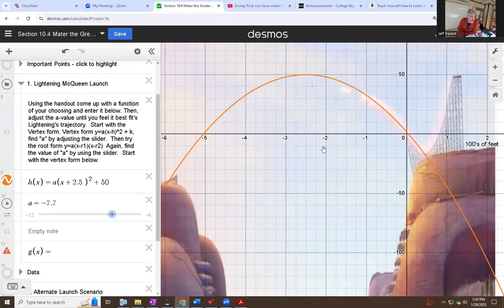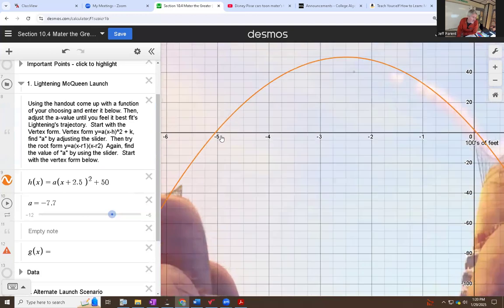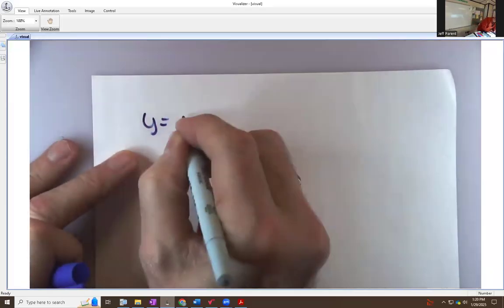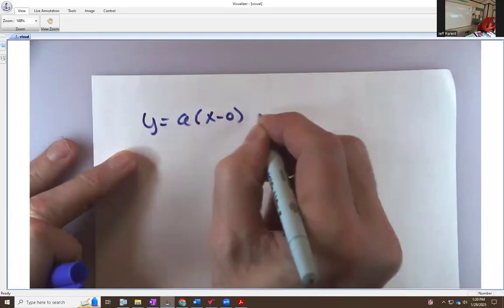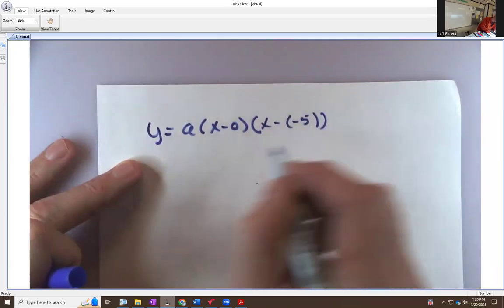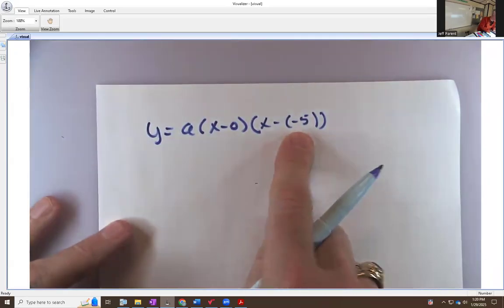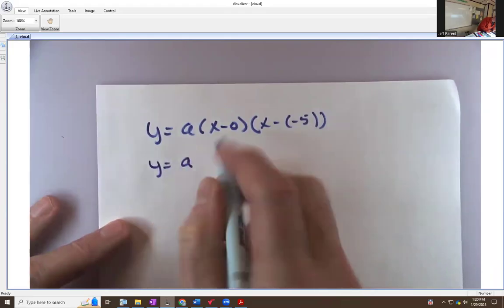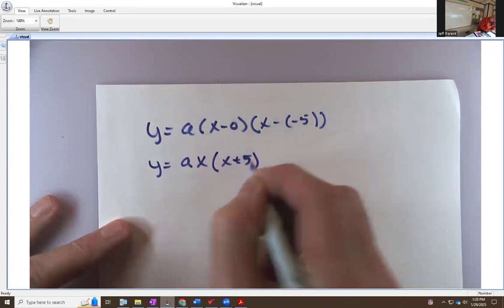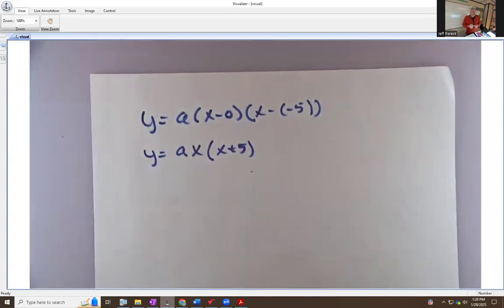0, and negative 5. All right, so 0 and negative 5. If those were our roots, then I could write an equation like this: y equals a times x minus 0 and x minus negative 5. Well, what happens to the minus negative 5? It becomes positive. X minus 0, I don't need the minus 0, so I'll just write that as x times x plus 5. And that's another form of the equation.